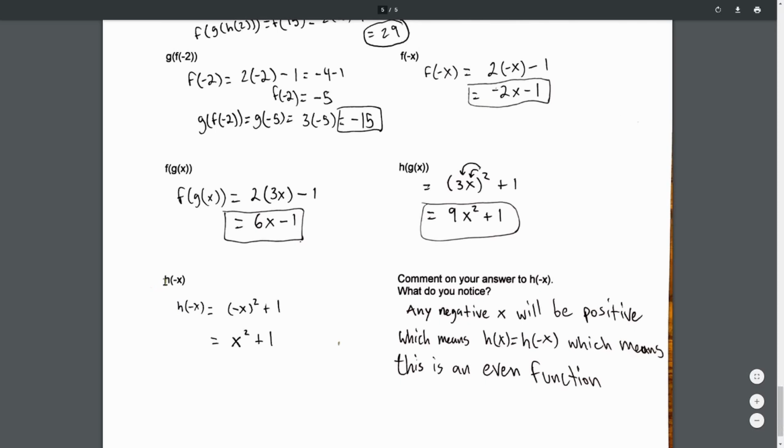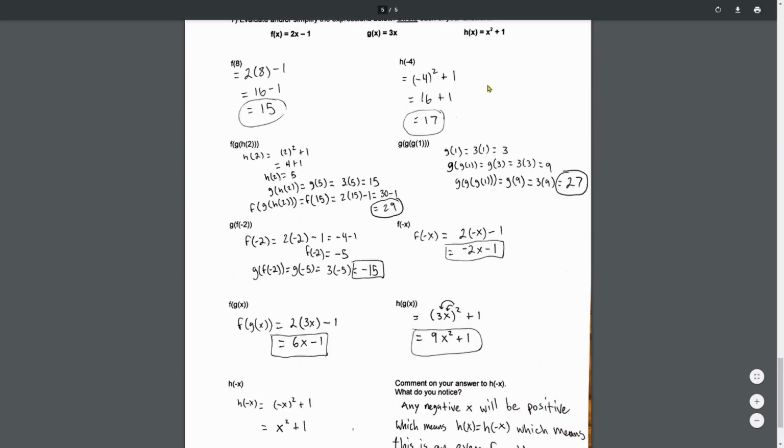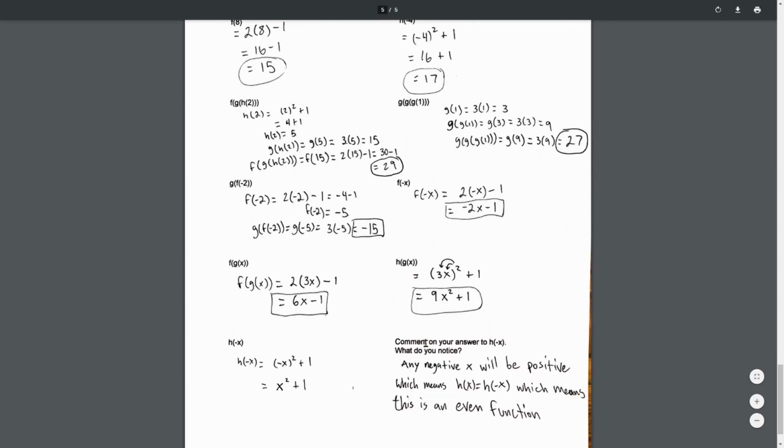Finally, we have h of negative x. So we're taking negative x and we're plugging it into our h of x function. So we take (negative x) squared plus 1. Well, any negative squared is always going to be a positive number, so we can simplify that to x squared plus 1. And this final question here says, comment on your answer to h of negative x.